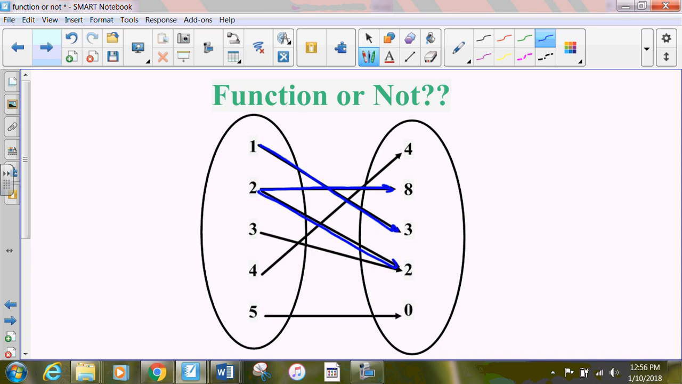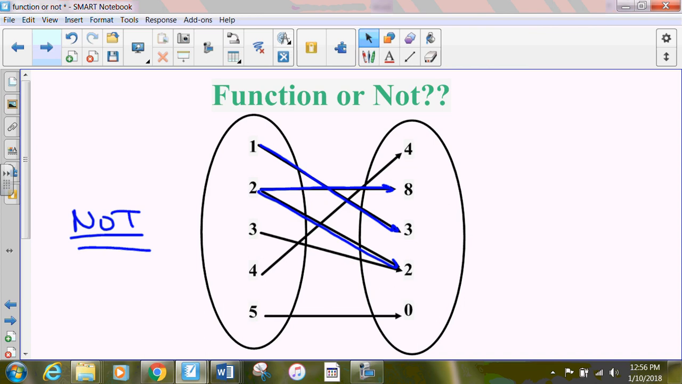That's like saying you could go up to a vending machine and push a 2, and one time an 8 is going to come out, and the next time you go up and push a 2, a 2 is going to come out. That's not a reliable machine. That machine's not functioning. So this is not a function. It breaks the rule. If your input is 2, my 2 as an input can only match up with one output, and this is saying it matches up with 2 different outputs. It is not a function.